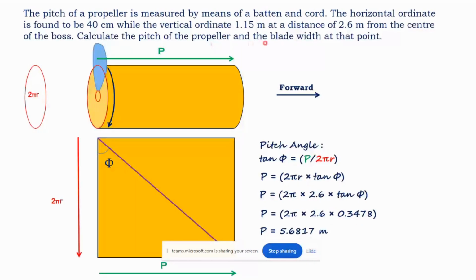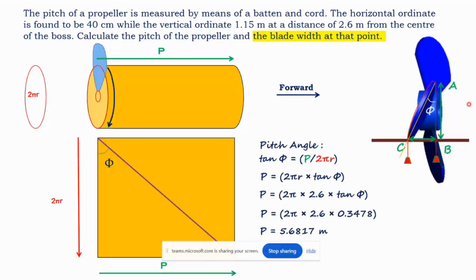But the question is also asking for the blade width at that point. What does that mean? Look at this diagram again. Blade width at that point means you need to determine AC. Can you simply utilize Pythagoras theorem for determining AC? You may also utilize trigonometric functions.